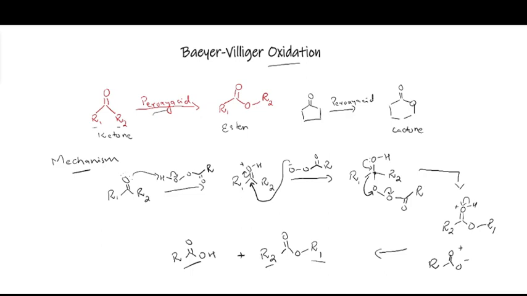And this depends upon the migratory aptitude of these 2 R groups. The one with a greater migratory aptitude will migrate, and the other will remain intact at its original position. We will talk about the migratory aptitude some other time.